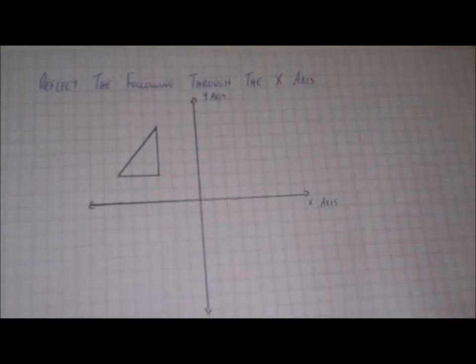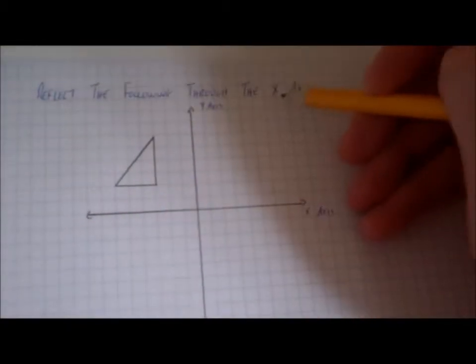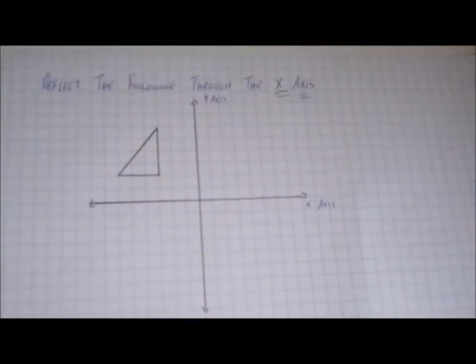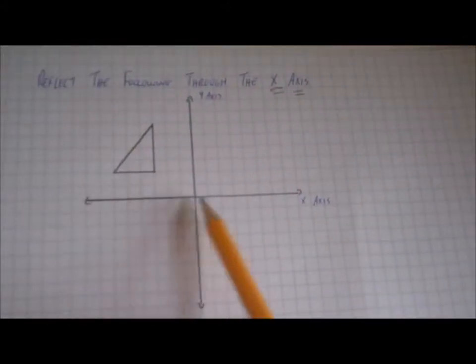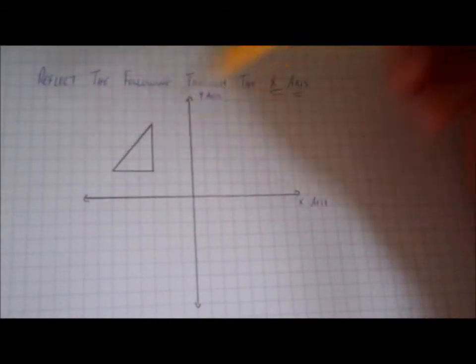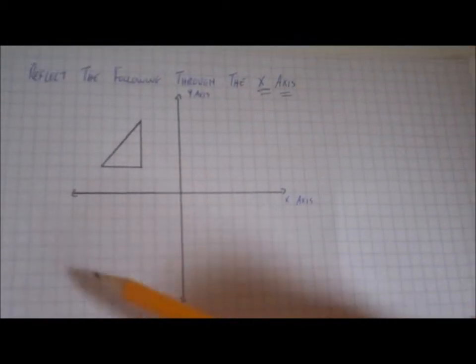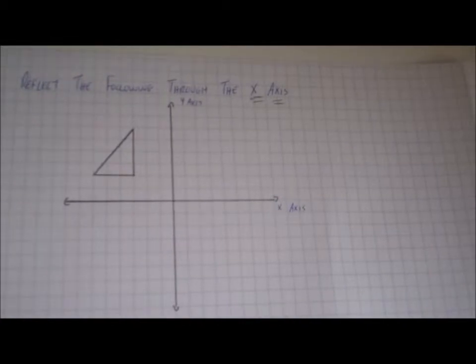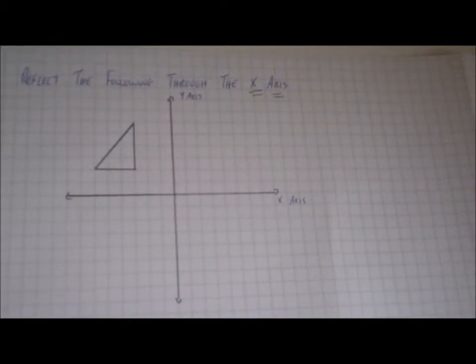Now, the question asks us to reflect through the x-axis. We know what the x-axis is, we know that it's there, so we've got to reflect through that axis. So our shape will end up in this bottom left-hand quadrant. It's a very simple case of just counting squares.